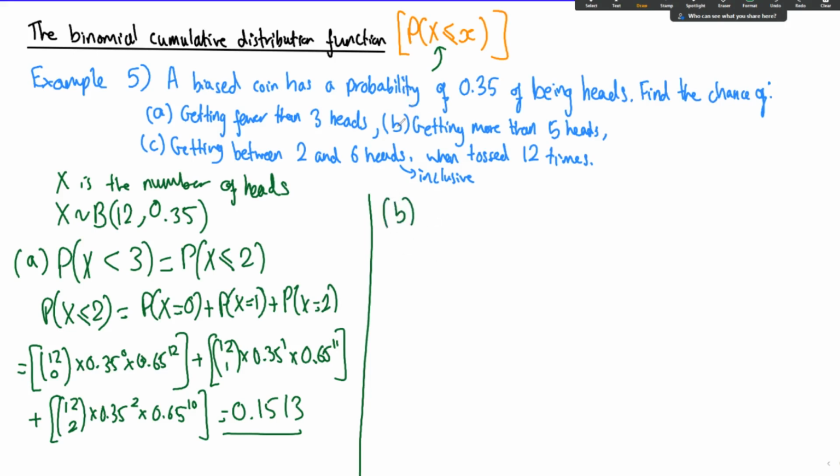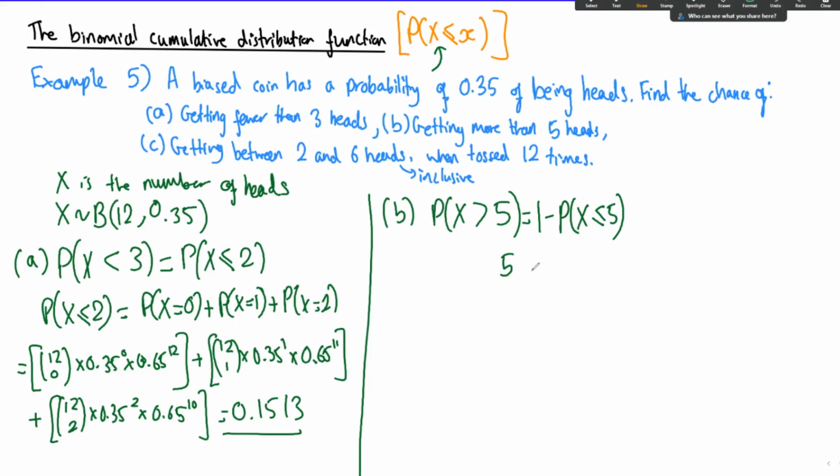It says, what's the probability of getting more than 5 heads? So that's the probability of x being greater than 5. But remember, again, we want to get it into this form. So let's put it as 1 minus the probability of x being less than or equal to 5. So this is the same form, but all we've done is we've taken the opposite probability.